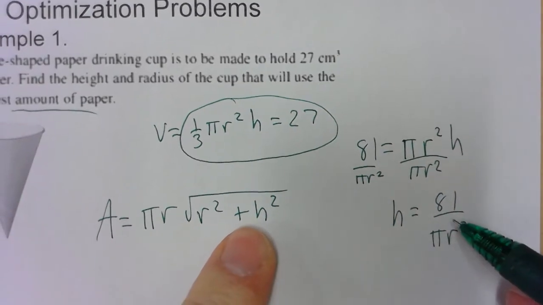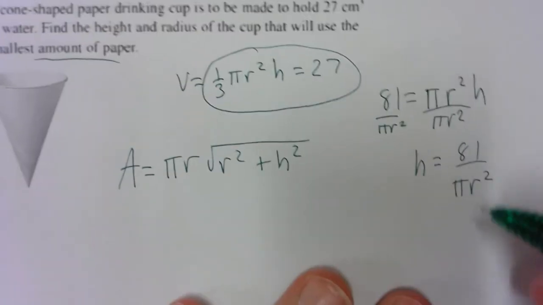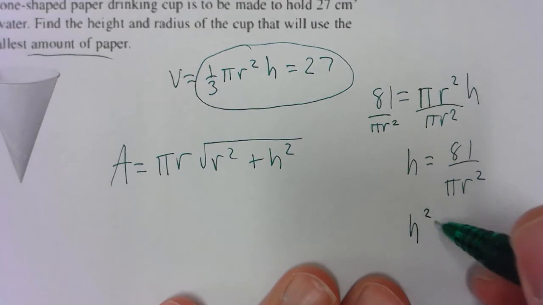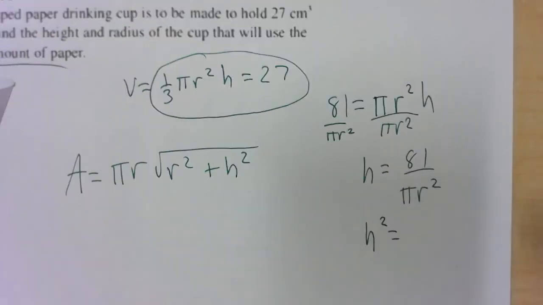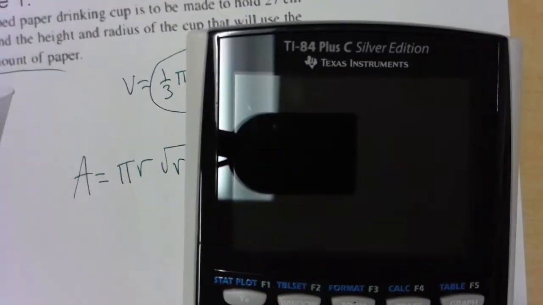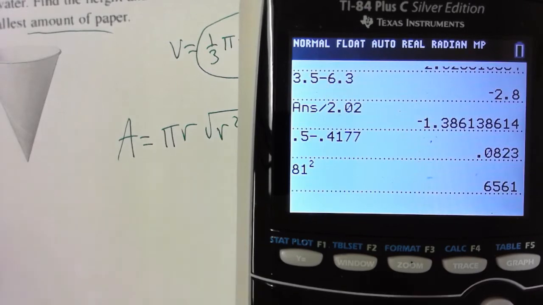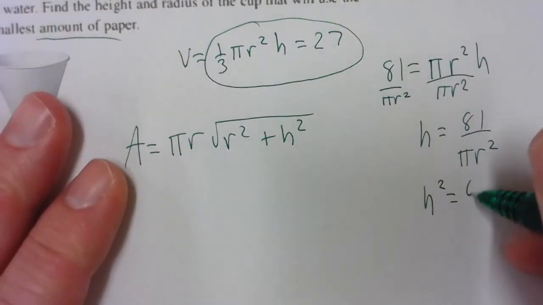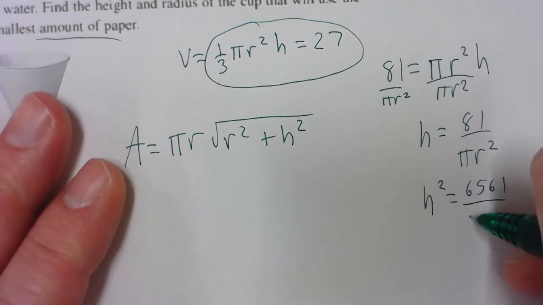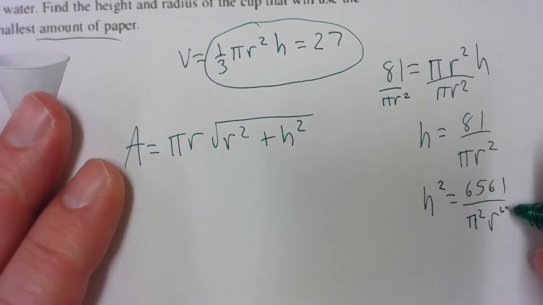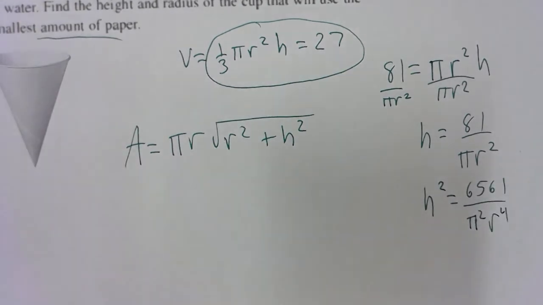So I'm going to go ahead and square everything. So I'm going to do h squared. So h squared is what I'm really substituting in for. So I need 81 squared. So I got 81 squared is 6561. So it's 6561 over pi squared r to the 4th power. Voila.